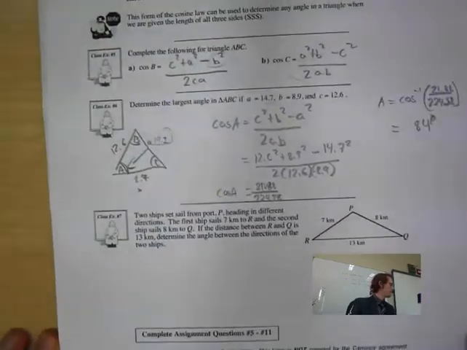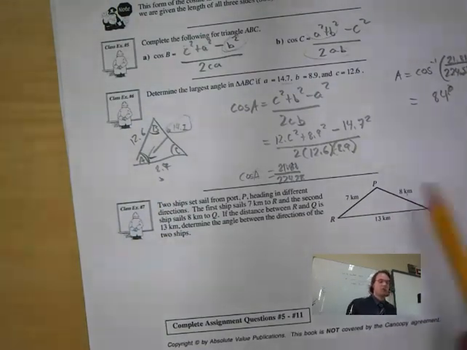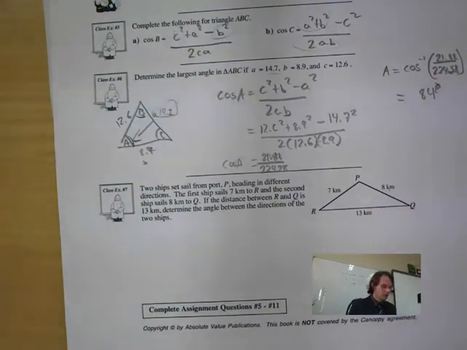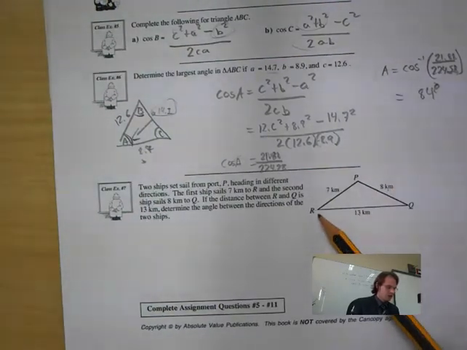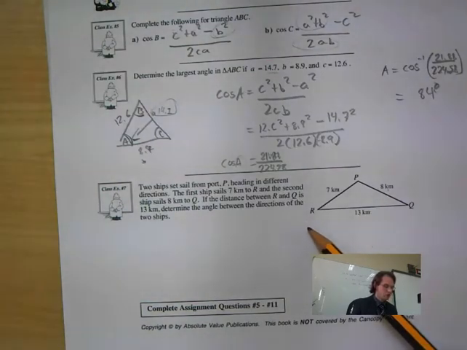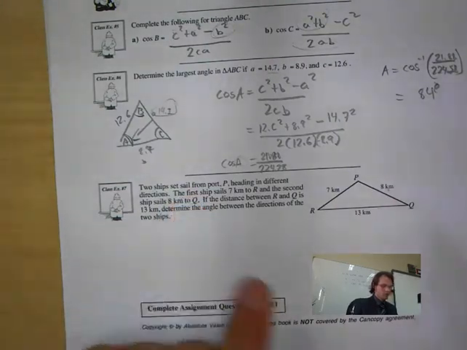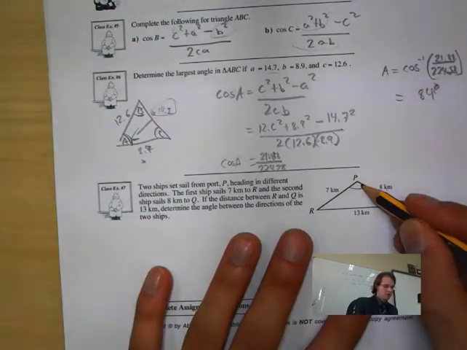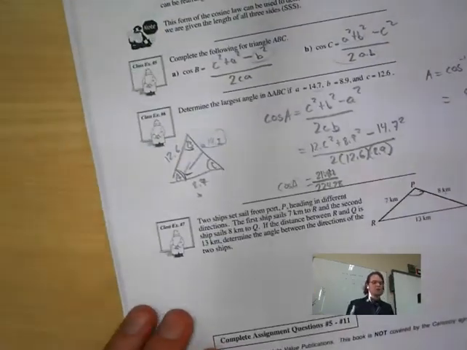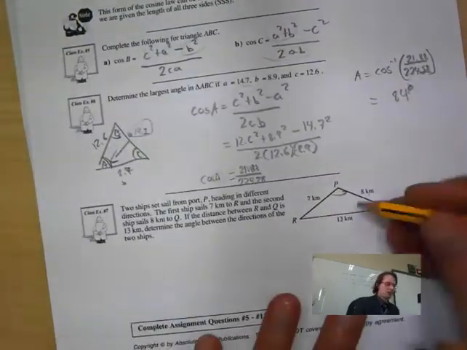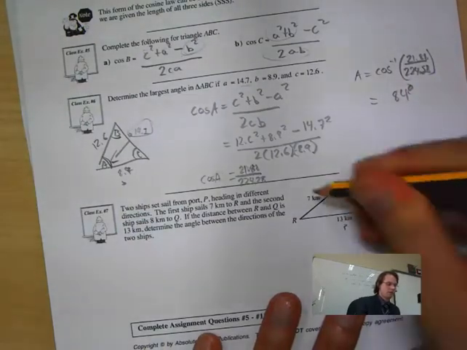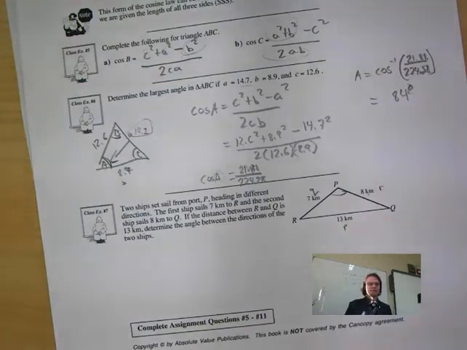All right, last question. Here we have once again 3 different sides and don't know an angle. As soon as we see 3 different sides, that means we have to use cosine law. Now, what are we trying to figure out? The first ship sails 7 kilometers, and the distance between Q and R is 13 kilometers. Determine the angle between the directions of the 2 ships. So 2 ships sail from point P. We want to know angle P. That's P, this is little p. This is R, this is Q. Fill those in.